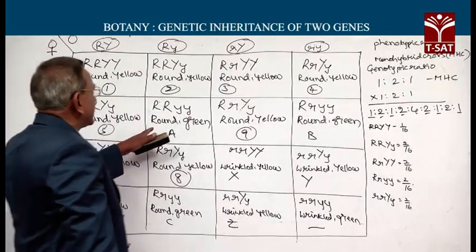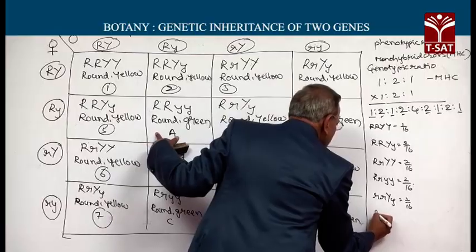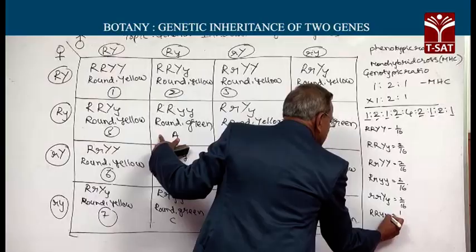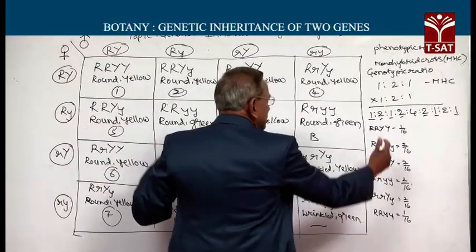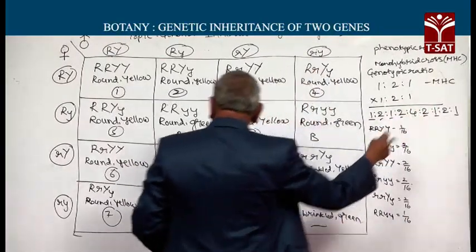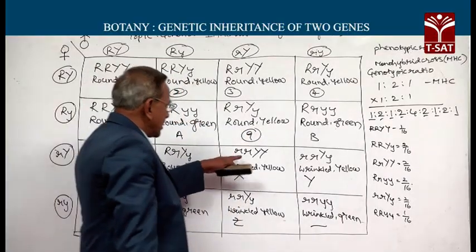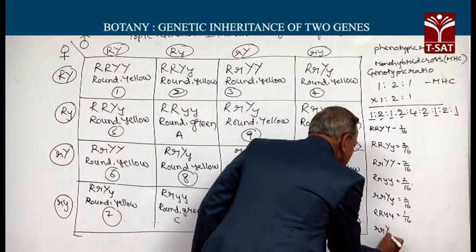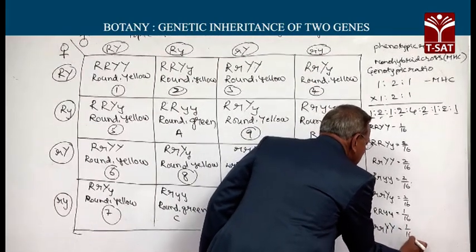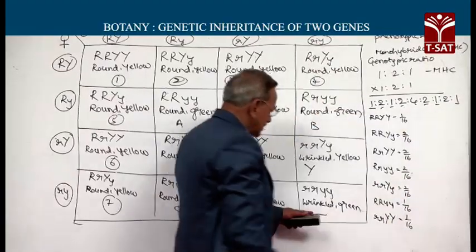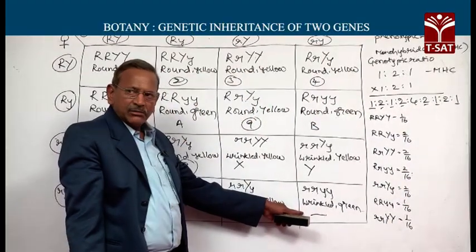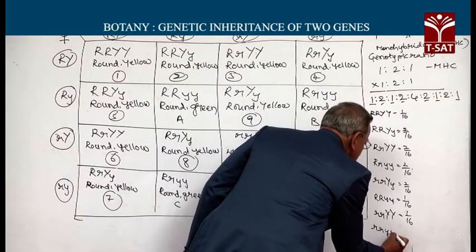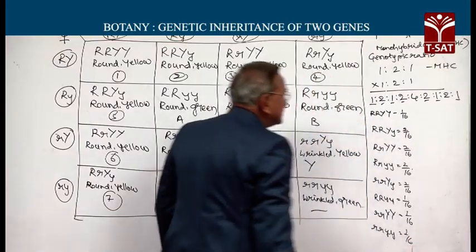The 3 such other results are capital R, small y, this is 1 out of 16. So this one is considered for. The third such result is small r, capital Y. The last result is wrinkled and green, double recessive character, that is small r, small y, this is the result.